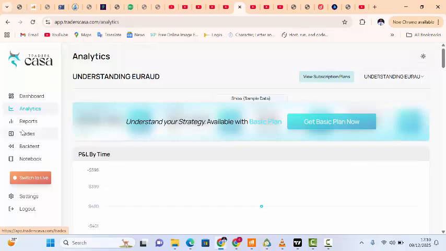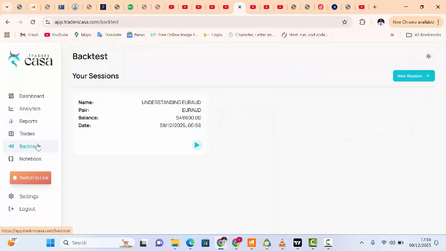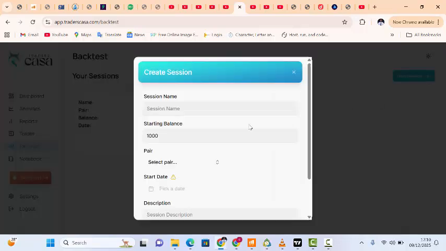So if you follow the mouse, you see back test. That is back test. I click on back test, right? So I click on back test, click on new session. New session, are you seeing it? Name. Let me say I use Usdjpy. Testing Usdjpy. You can give it any title you want to. You understand? You can call it anything you want.